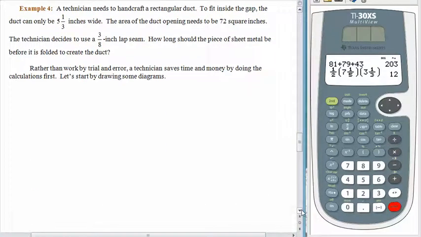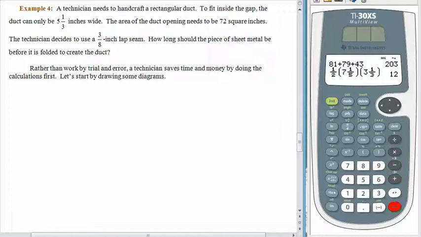This is a really interesting example. We're in a position where we have some crazy house. We need to do something about the ductwork, but everything is old and just strange sizes everywhere. In order to fit this duct inside the gap where it belongs, it can only be 5 1/3 inches wide. I mean, we could make it smaller if we wanted to, but this is as big as it can get. We'd like it to fit in there nice and snugly, and we know for the airflow to be proper in the house, the area of the duct has to be 72 square inches.